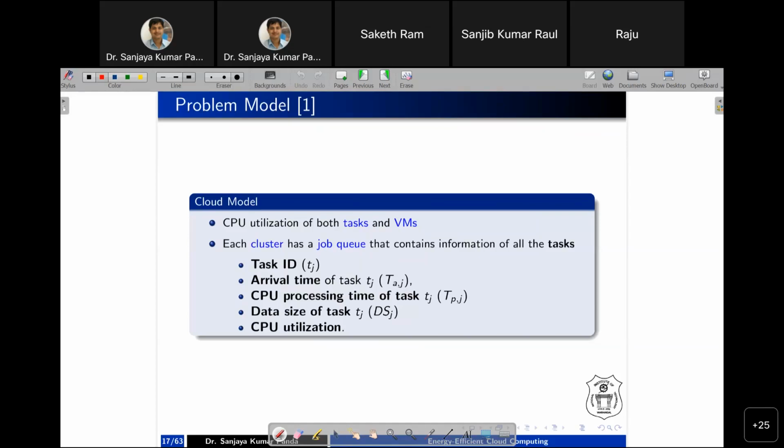Then only we can compare, like in the previous case, where we have taken the minimum frequency and maximum frequency of the task, and the minimum frequency and maximum frequency of the VMs or the server. So if you want to design a new model here, you have to observe the different parameters of the task as well as the resources. Like here you can see in this particular model, each cluster has a job queue that contains information of all the tasks. The properties of a task may be the task ID, the arrival time, the CPU processing time, the data size, or the CPU utilization. Not necessarily will you follow all the parameters, but more or less all the models used in energy efficient cloud computing follow these parameters.